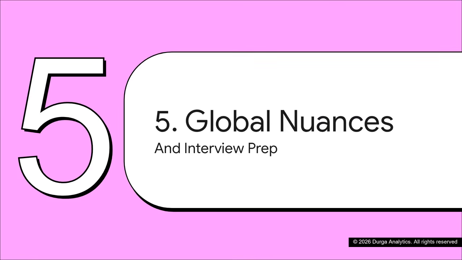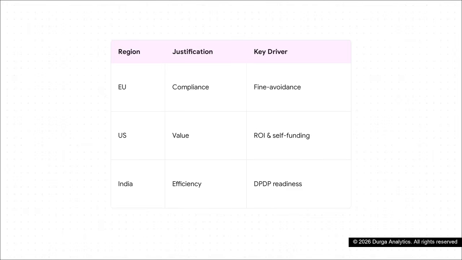For our final segment, Section 5, Global Nuances and Interview Prep. You really have to adapt your pitch depending on where you operate in the world. Notice how the European Union heavily leans on compliance. Regulatory necessity and fine avoidance are what secures stable funding there. Over in the United States, it's value justified, focusing heavily on ROI framing and business value. Meanwhile, in India, cost efficiency and DPDP readiness are what's shaping the emerging hybrid models. The takeaway? Know your audience and tailor your pitch.